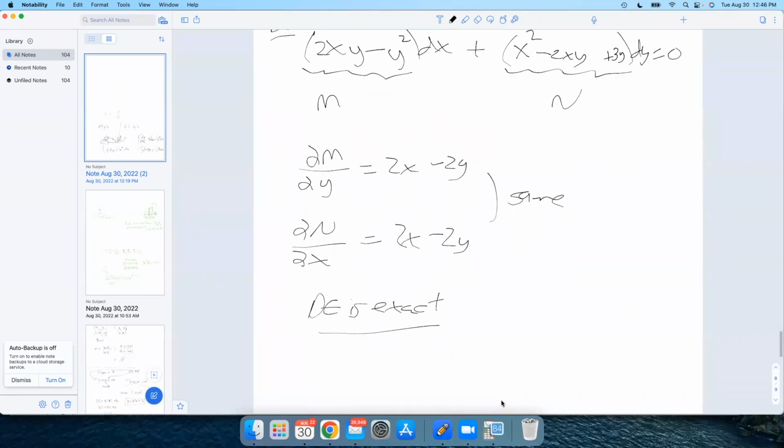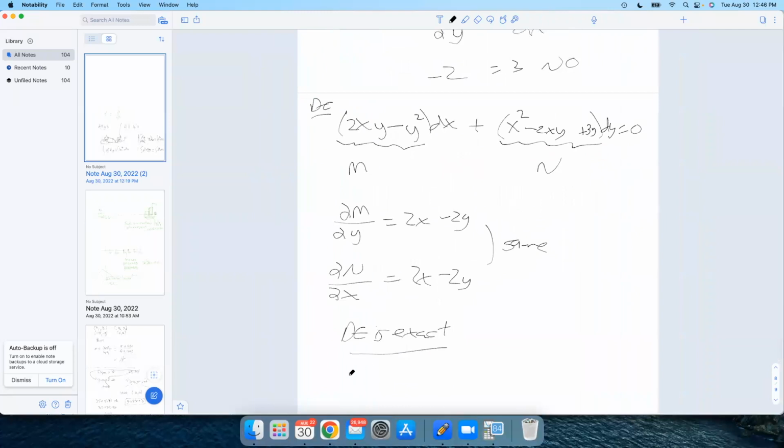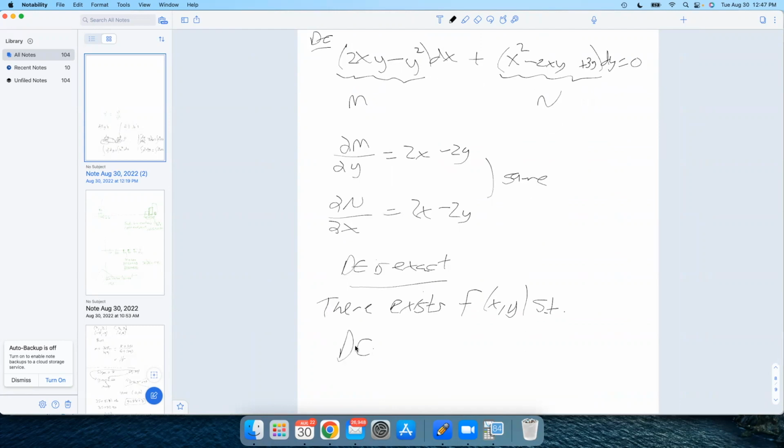So what does that mean? That means this dE is somebody's full differential. That means there exists some capital F of x, y such that dE is the differential of F equal to 0, because I've got equal 0 right there. So let's find that. So that capital F must be the antiderivative of M with respect to x.